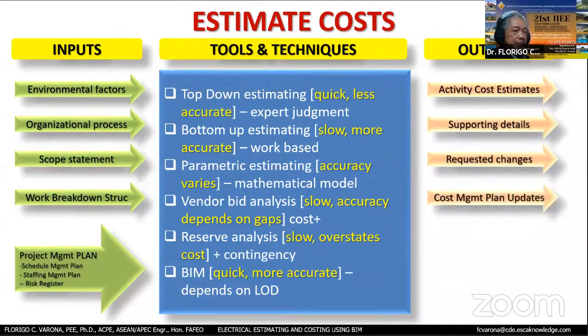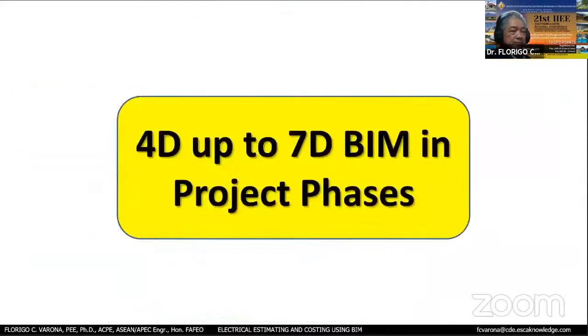Now, the output of this particular cost estimating is the activity cost estimates with supporting details. And then if you think there are some changes along the way, you do some request for change. And then based on the result of your estimate, you update your cost management plan. So that will be the update. Okay, I'll show you the 4D up to 7D beam in the project basis.